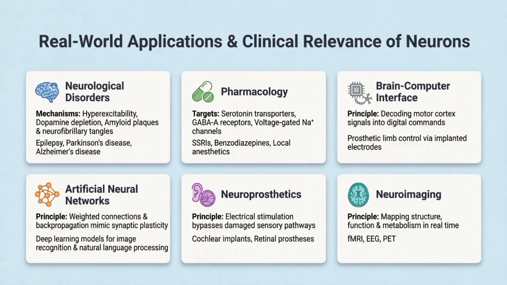Application 4, artificial neural networks. Artificial neural networks are computer systems inspired by biological neurons. These models use weighted connections mimicking synaptic strength to power image recognition and natural language processing.